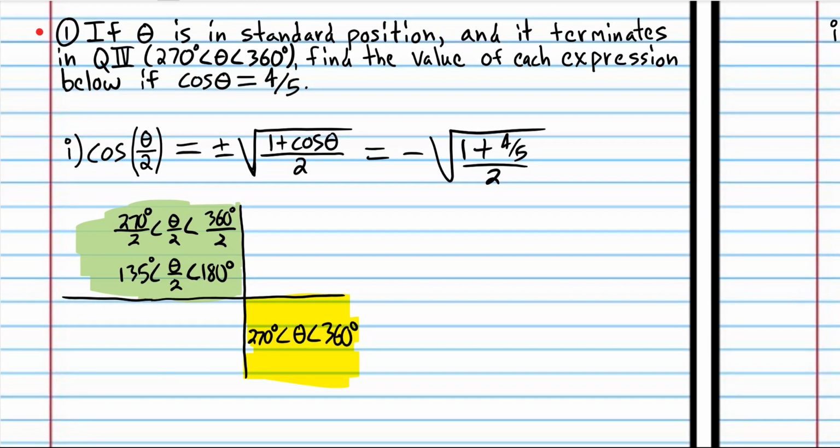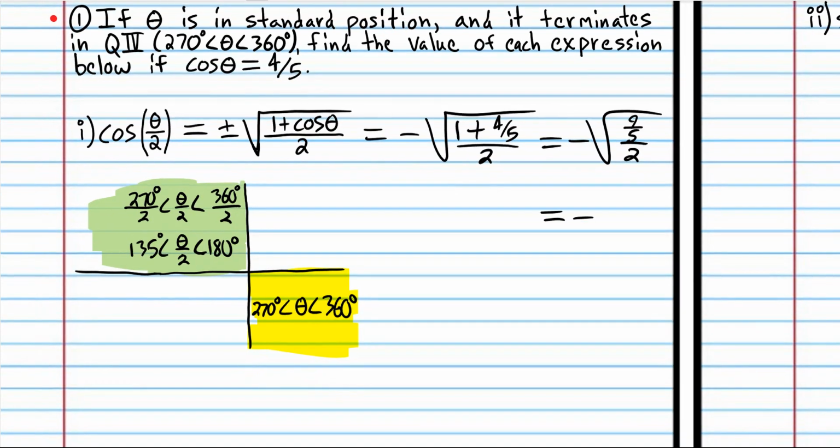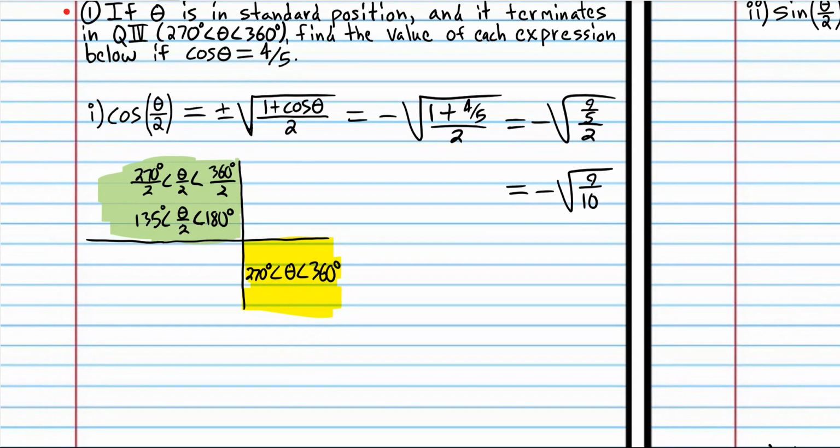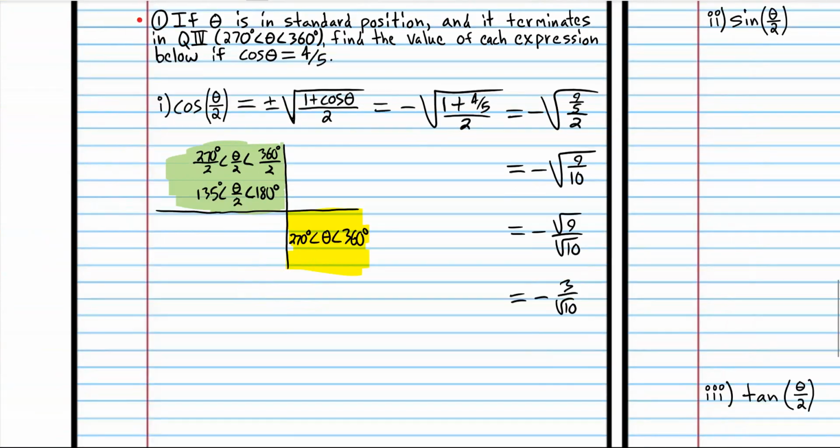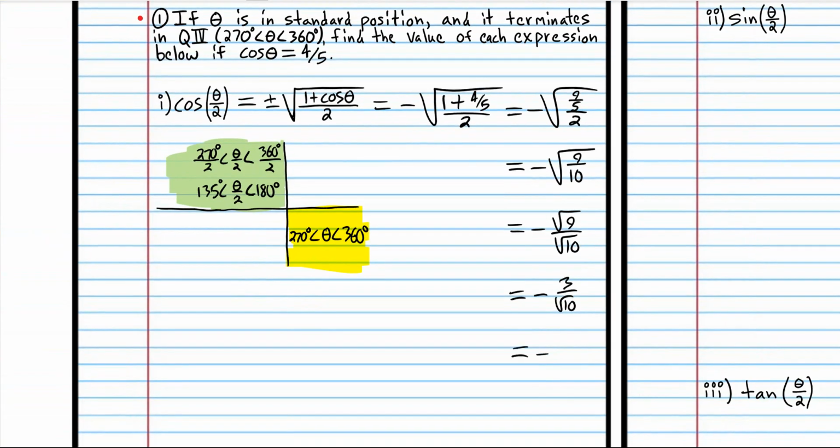So we plugged in our cosine theta, and 1 plus 4/5 is 9/5. And we're going to reduce that to 9 over 10. Simplify the complex fraction to 9 over 10. And then we get negative root 9 over root 10, which is negative 3 over root 10. If we multiply both sides of the fraction by root 10, we get 3 root 10 over 10. And there you go.